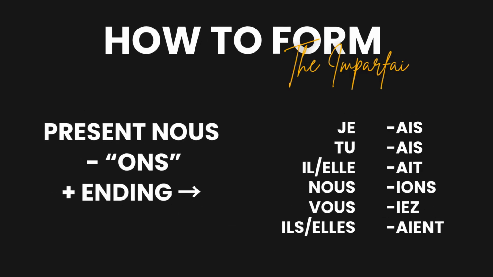Now let's learn how to form the imparfait. The rule is surprisingly simple. First, take the nous form of the verb in the present tense. For example, parler, nous parlons. Remove the ONS and you get PARL. Then you just add the imparfait endings. These endings are AIS, AIS, AIT, IONS, IEZ, AIENT. So pronouncing them, they sound pretty similar.